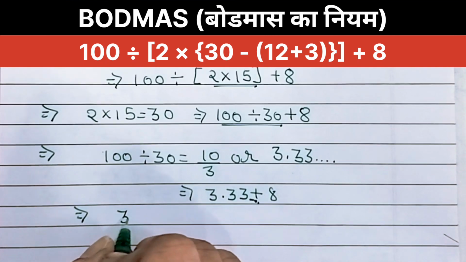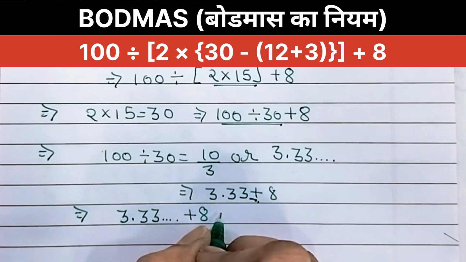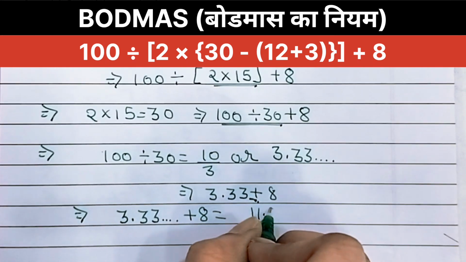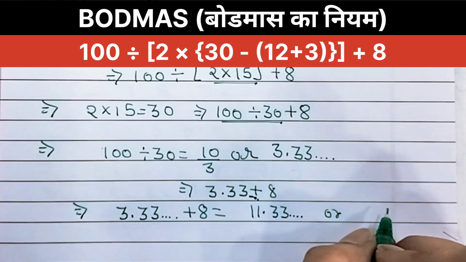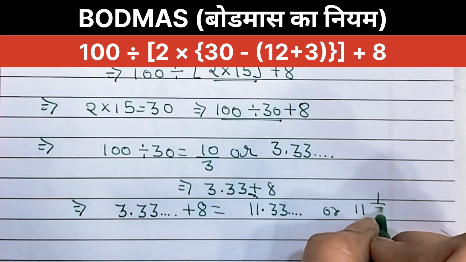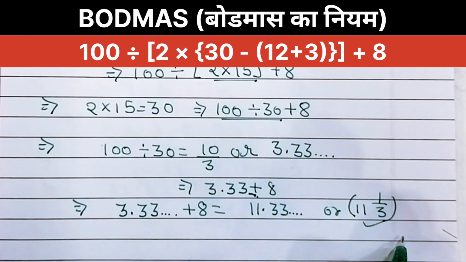So now add the values. 3.33 plus 8 equals 11.33, or you can write it down as a mixed fraction, 11 1 by 3. This is the final value. Addition is the final operation left to perform.